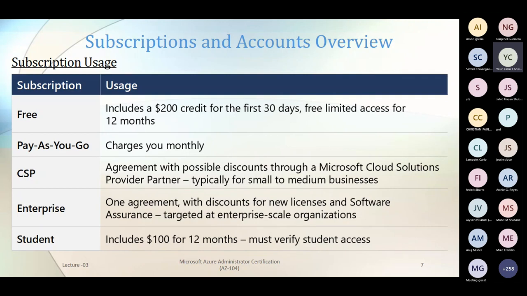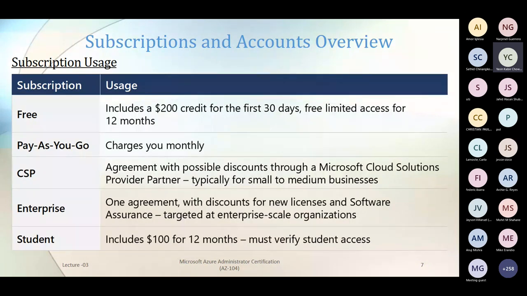Now enterprises, as I discussed before, is one agreement, with discount for some software licenses. License means, suppose, a Windows license, and if you are using any special third-party software, they can give you discounts, targeted at enterprise scale organizations.